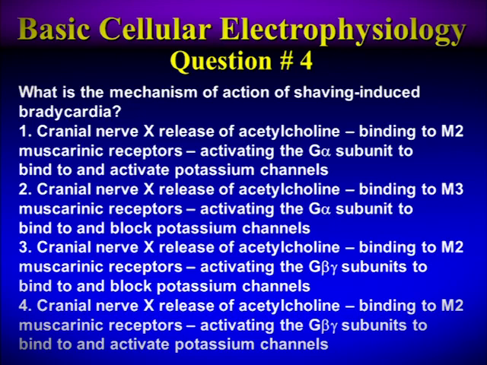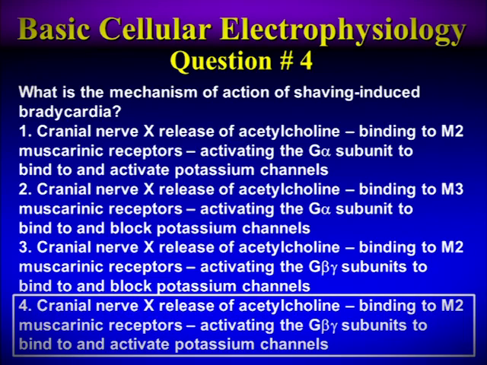You see, as you look through all those questions, we give you the first part: cranial nerve 10, the vagus nerve, is releasing the neurotransmitter acetylcholine. So we can go past that. But then does that acetylcholine, that ligand, bind to M2 or M3 muscarinic receptors? And then does it activate the G-alpha subunit or the G-beta gamma subunit? And then as a result, is it blocking or turning on potassium channels? As you go down the list, you see, bingo, the answer is number 4.